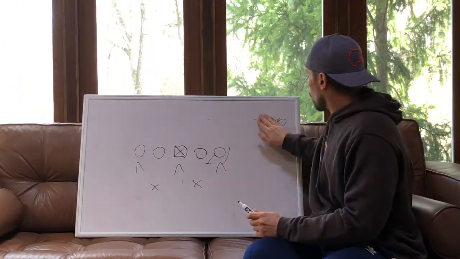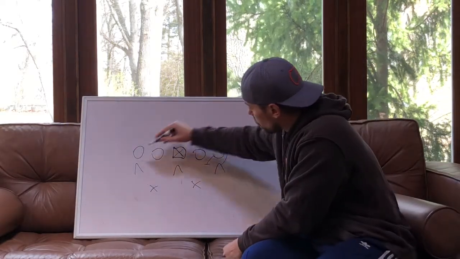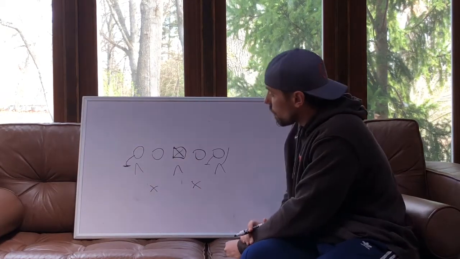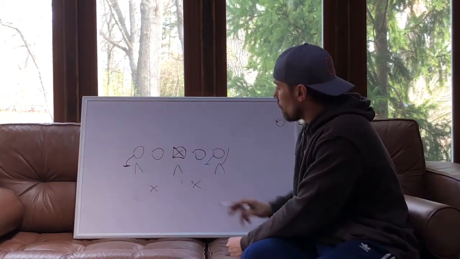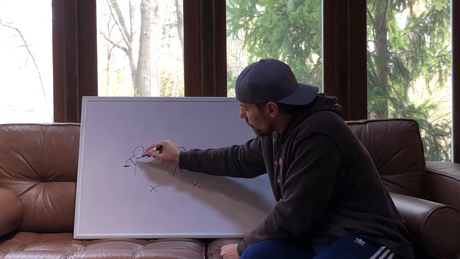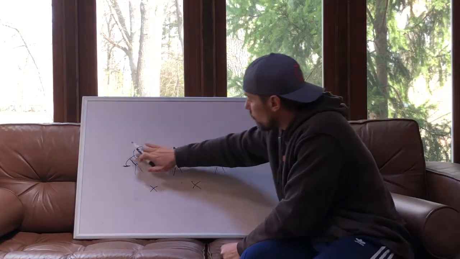Versus blocking a guy, if we're running jet sweep this way, we certainly need to block the C-gap defender this way, and the edge defender over here. So we would definitely be blocking, if the angle's here, this guy would be getting blocked by this man here. Versus reading.